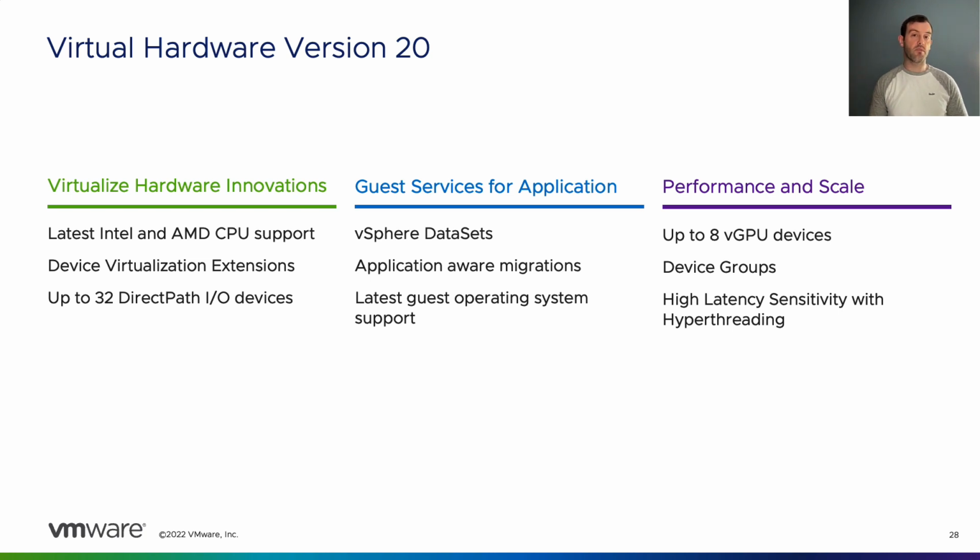In the areas of performance and scale, we're allowing up to 8 vGPU devices per virtual machine. We're introducing device groups, as we said, to make it very easy for AI/ML workloads to consume the right hardware. And we're introducing high latency sensitivity with hyperthreading. So we'll take a look at some of these in a little bit more detail in the coming slides.